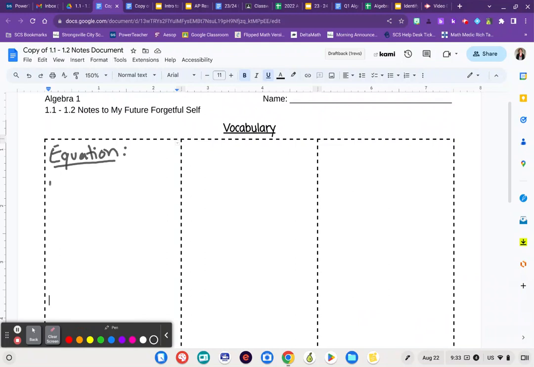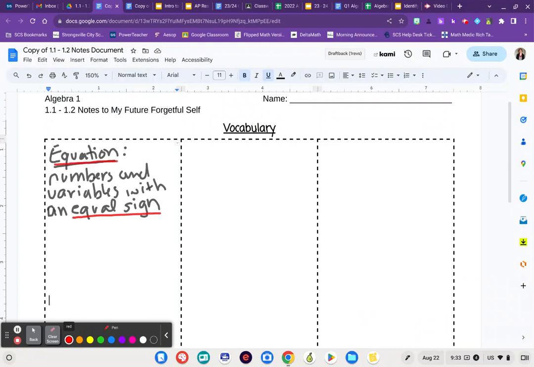And so an equation is numbers and variables with an equal sign. So an equation has an equal sign. I'm going to underline equal sign. I'll underline it in red because it's a really big deal. We're talking about equations. Equations have equal signs representing a relationship.